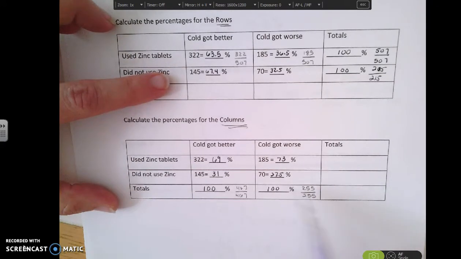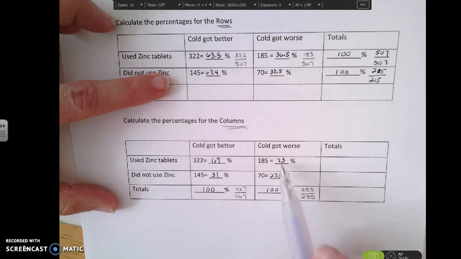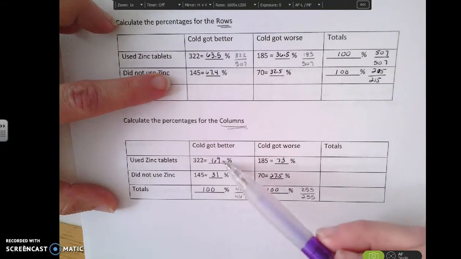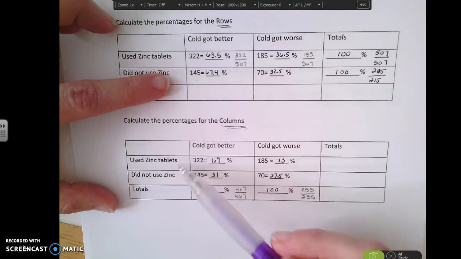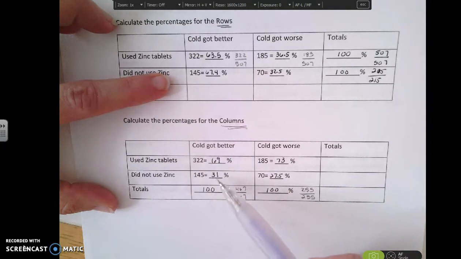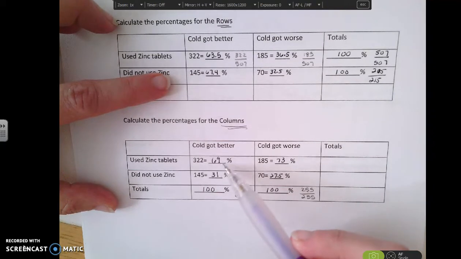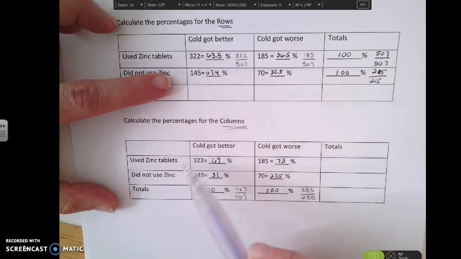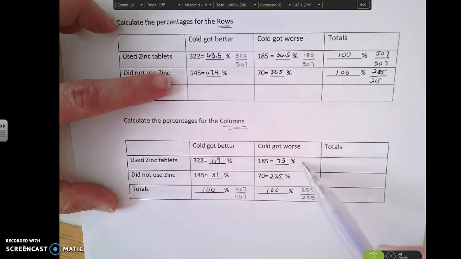185 divided by 255 is 73%. And 70 divided by 255 is 27%. So what this is saying is that 69% of the people whose colds got better used zinc, and 31% of the people whose colds got better did not use zinc. But look at this: 73% of the people whose colds got worse used zinc.